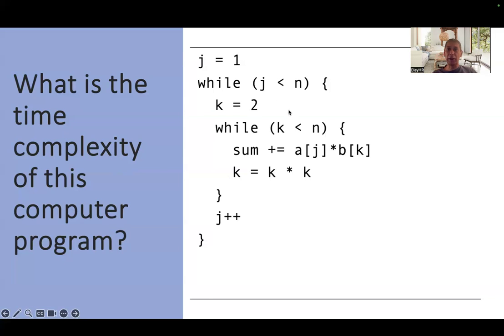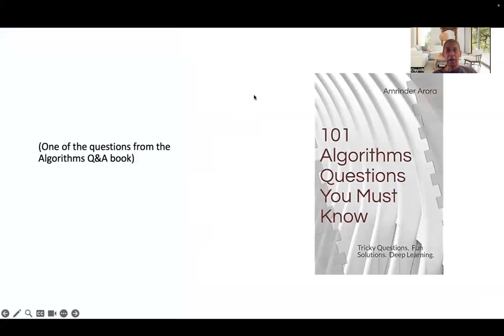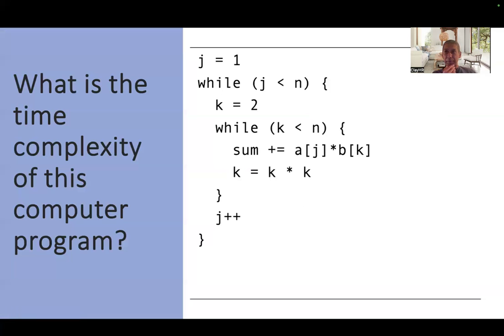The only free variable here is n. So of course, our answer should be in terms of n. j and k are just internal variables here. So it's one of the questions here. So how do we analyze it?